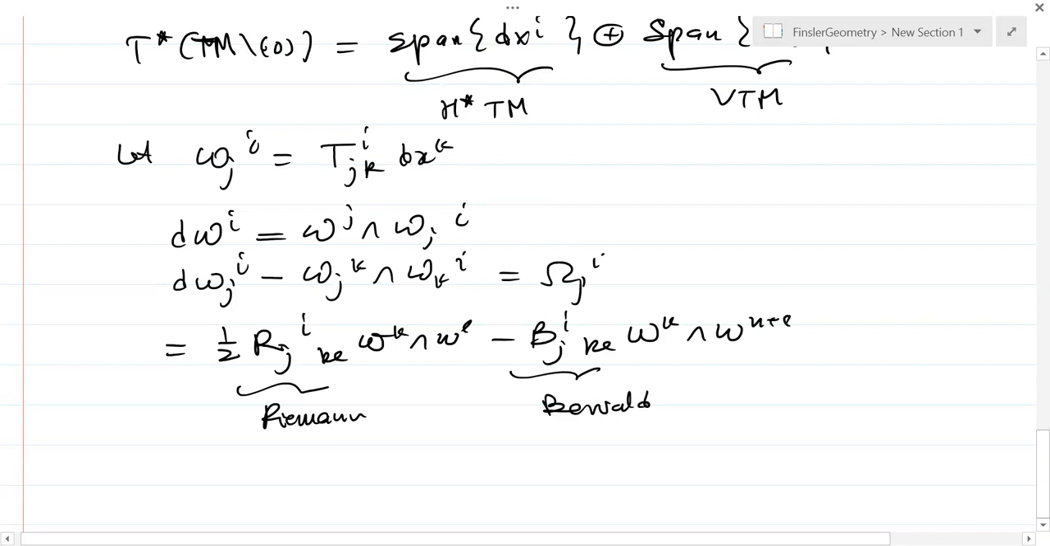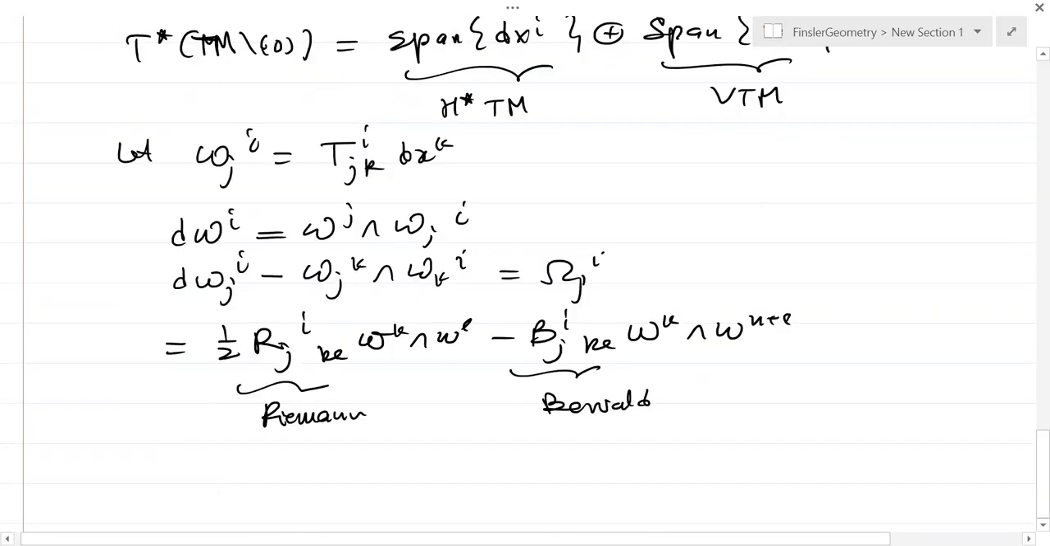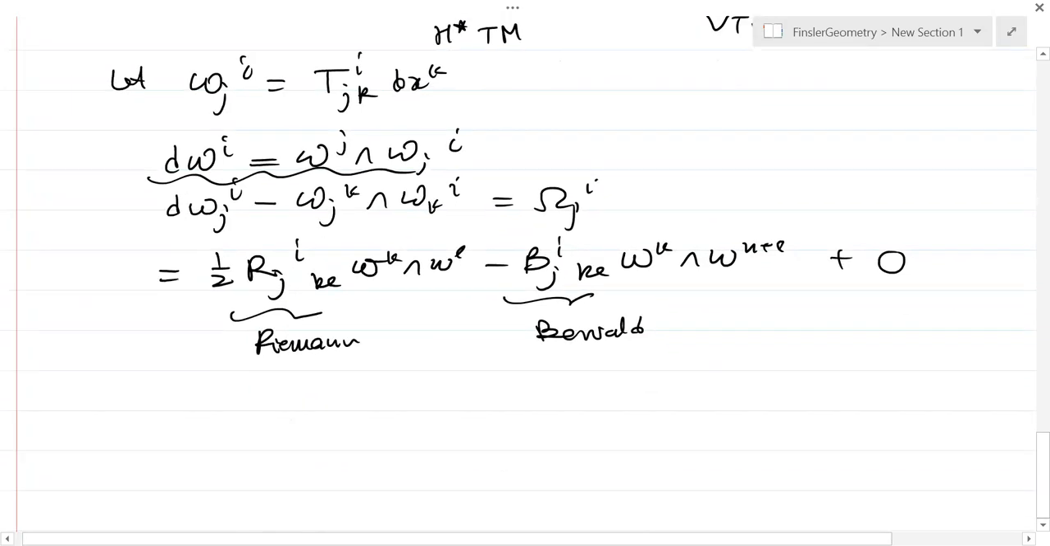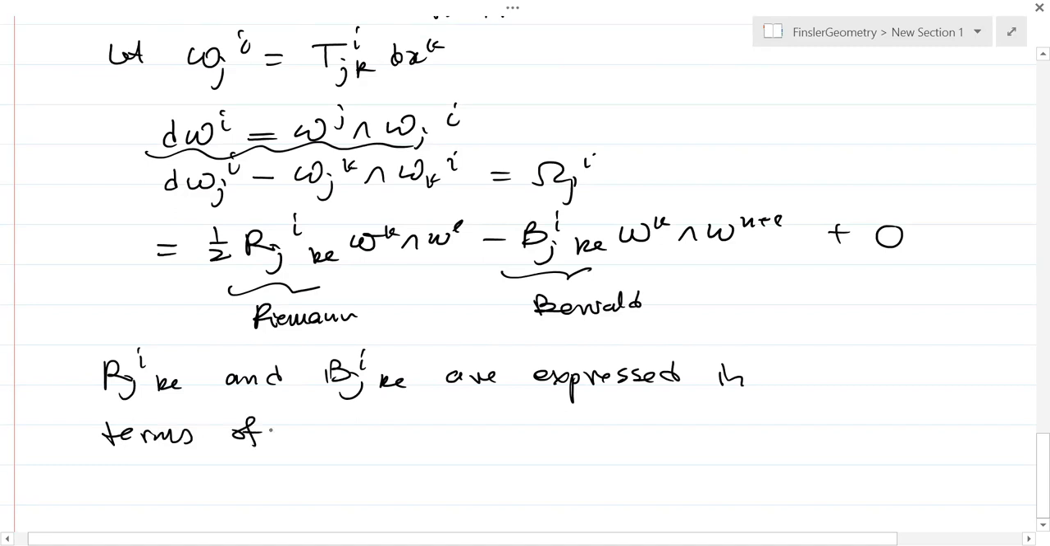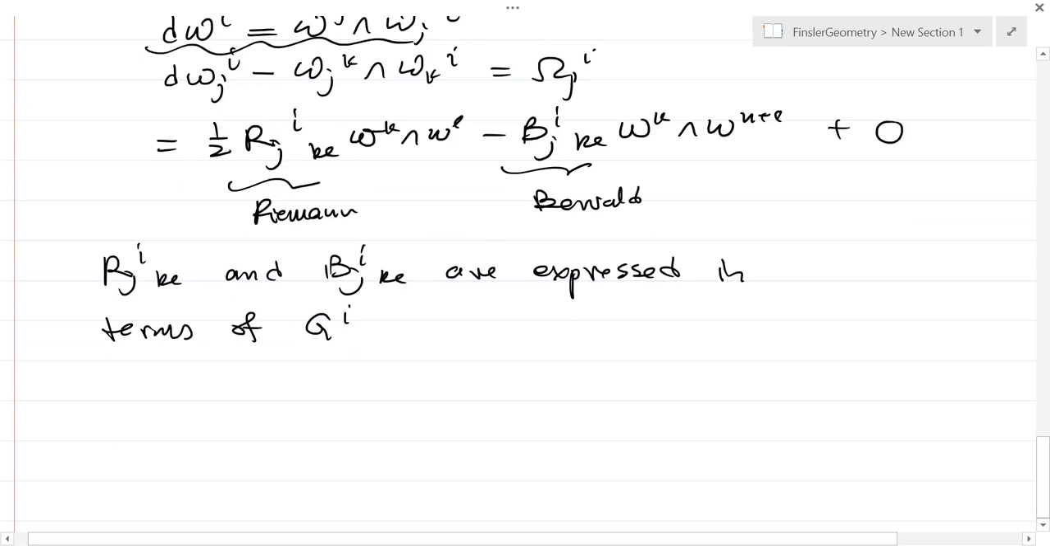Now, generally for two-forms, you have an additional term here, omega^{n+k} wedge omega^{n+l}. But using this identity, you can show that the third term is zero, so you only have two terms, essentially. You can express R and B^i_{jkl} in terms of G^i without too much trouble. You can write down the formula without any trouble. I don't want to write that down. But what I want to talk about is B^i_{jkl}. That one gives you a very simple formula. This is going to be a third derivative.